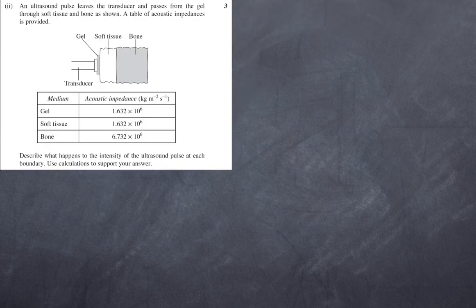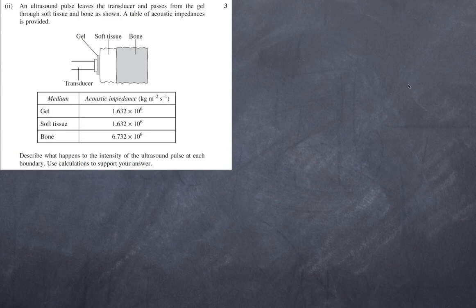Moving on to part 2 of part B, we now have a question that is a bit more involved, and we are progressively getting a little bit more difficult. In this case, the question says, an ultrasound pulse leaves the transducer and passes from the gel through soft tissue and bone as shown, and a table of acoustic impedances. Describe what happens to the intensity of the ultrasound pulse at each boundary. Use calculations to support your answer.